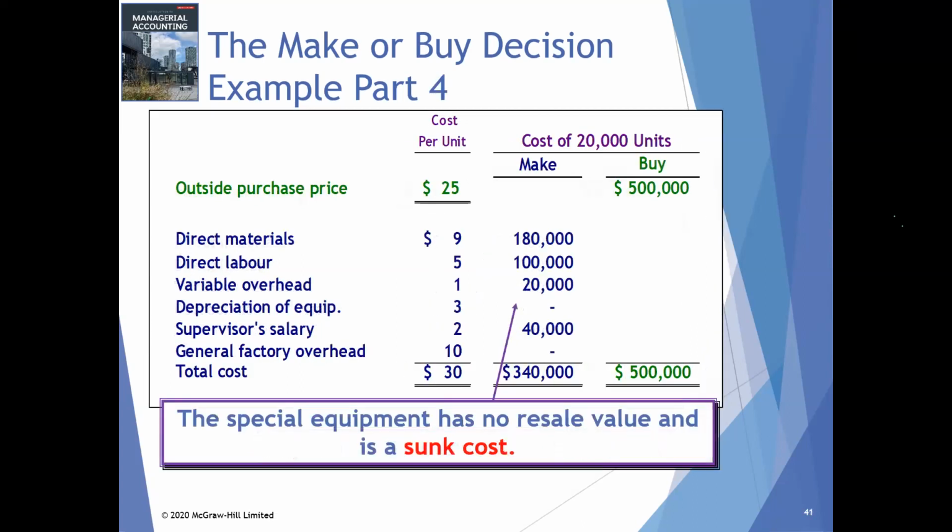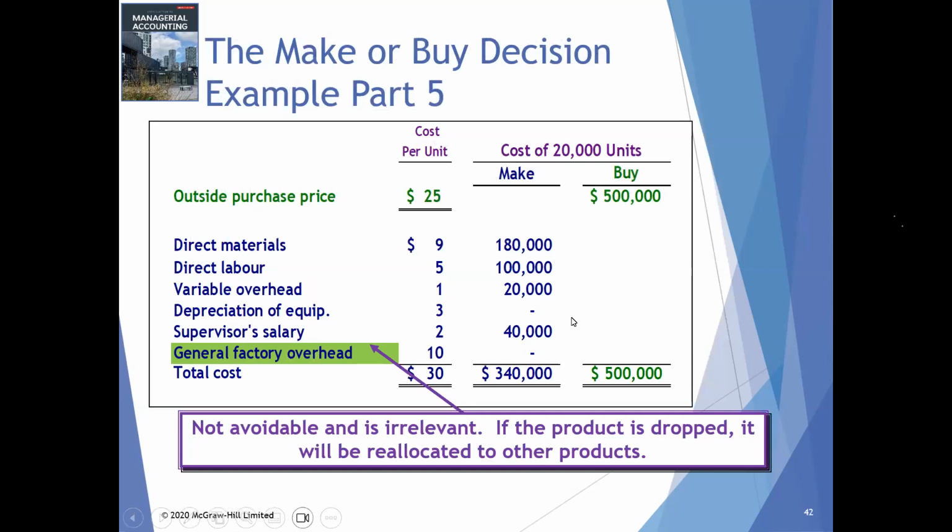And second, the next we have the special equipment has no resale value. So if it does not have any resale value, the special equipment has no resale value, it is a sunk cost. So sunk cost, that we are not going to write it. Next we have not avoidable. We cannot avoid. Not avoidable and is irrelevant.